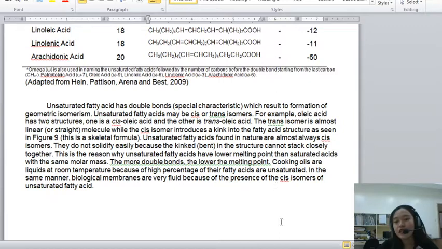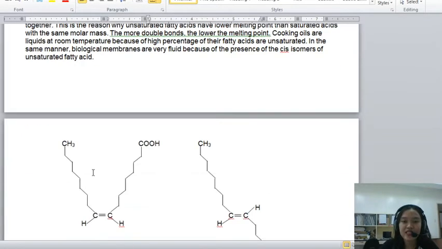Okay, so yung cooking oil kapag nilagay mo sa ref, magsusolidify siya. Pero kapag sa room temperature lang siya, di ba? Always fluid yung inyong cooking oils because most of their fatty acids are unsaturated. So in the same manner, biological membranes are very fluid because of the presence of cis isomers of unsaturated fatty acids.